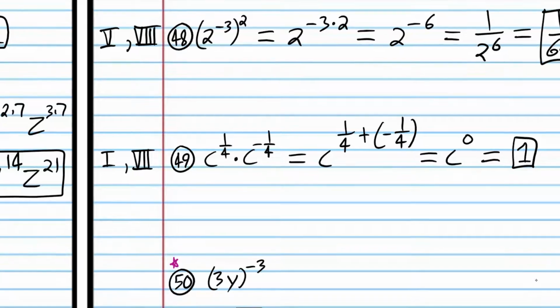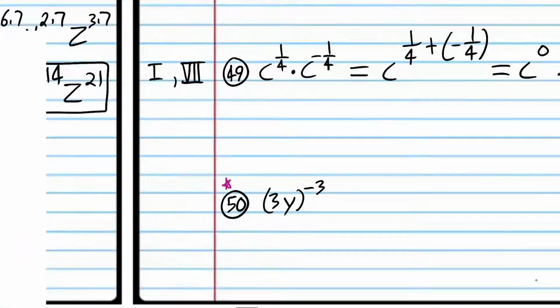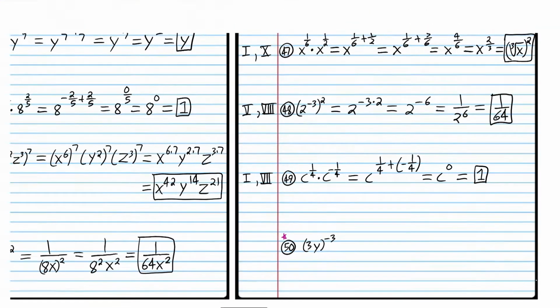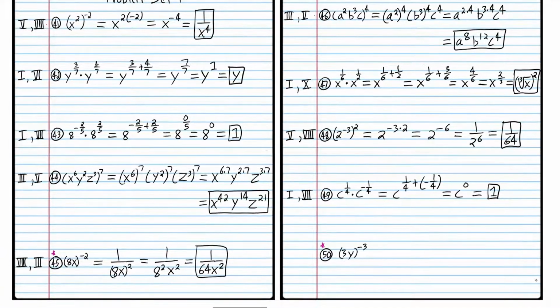Remember, you want to use rule number 8 first. You want to bring all this under 1 and change this to a positive exponent, because that's just the easiest way to do it. So try number 50. Use number 45 as a reference, and when you come back, we'll do it together.